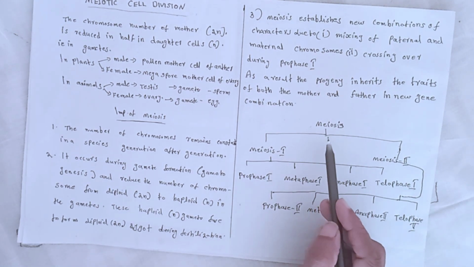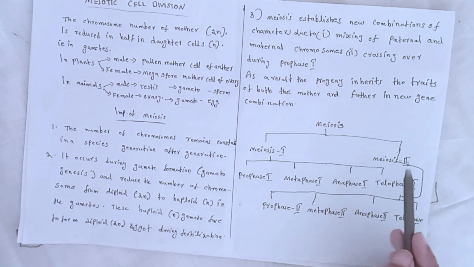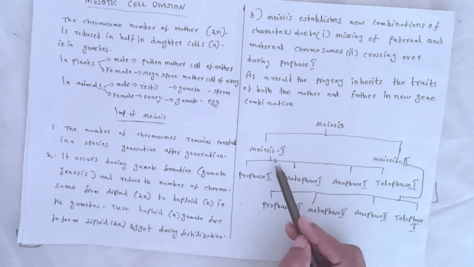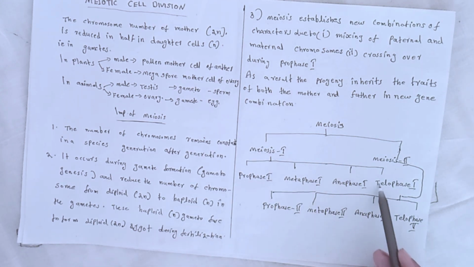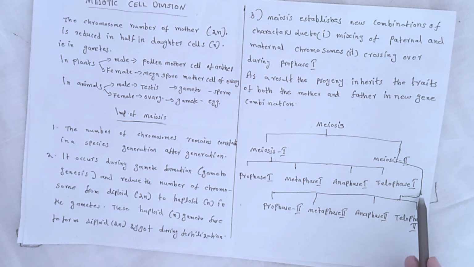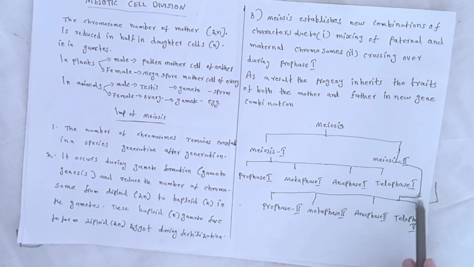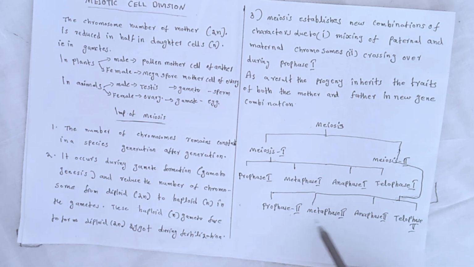Meiosis has two main steps, meiosis 1 and meiosis 2. Meiosis 1 has 4 steps: prophase 1, metaphase 1, anaphase 1 and telophase 1. Meiosis 2 also has 4 steps: prophase 2, metaphase 2, anaphase 2 and telophase 2.